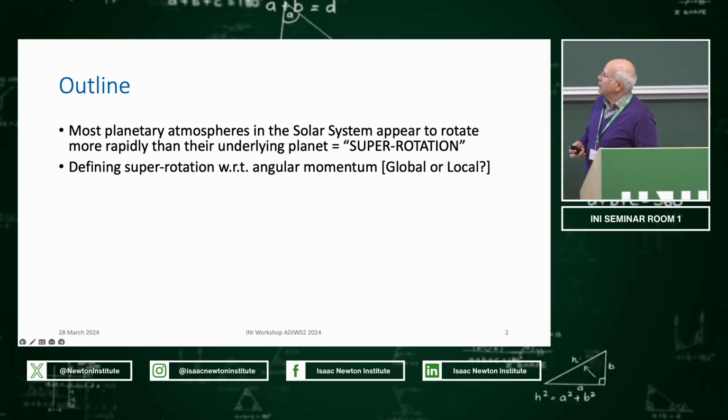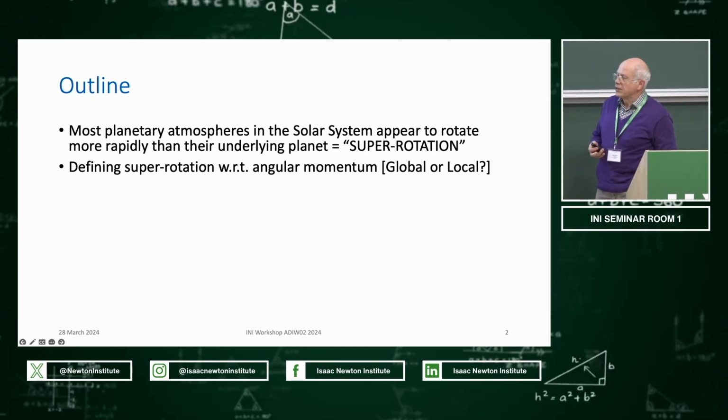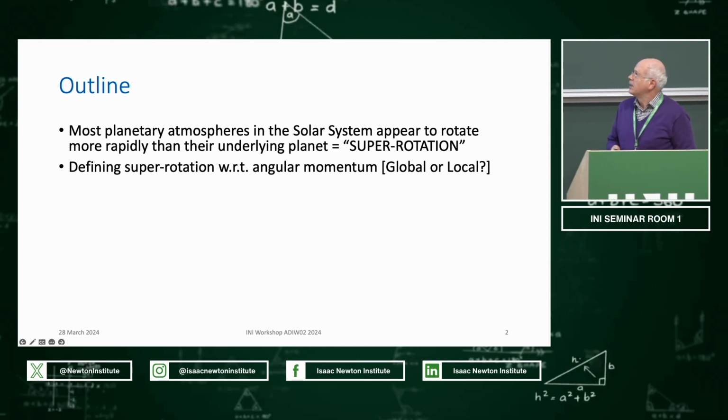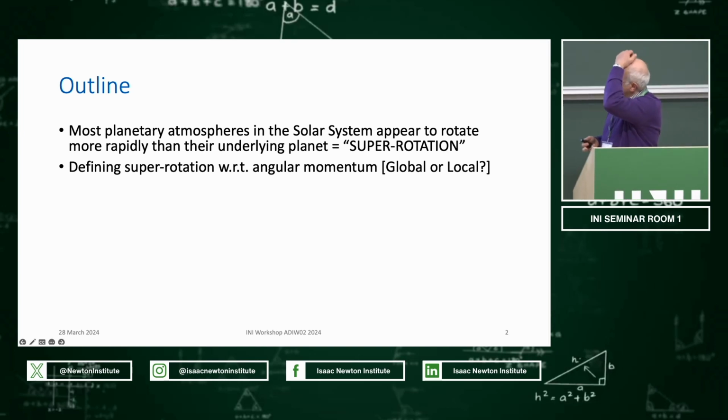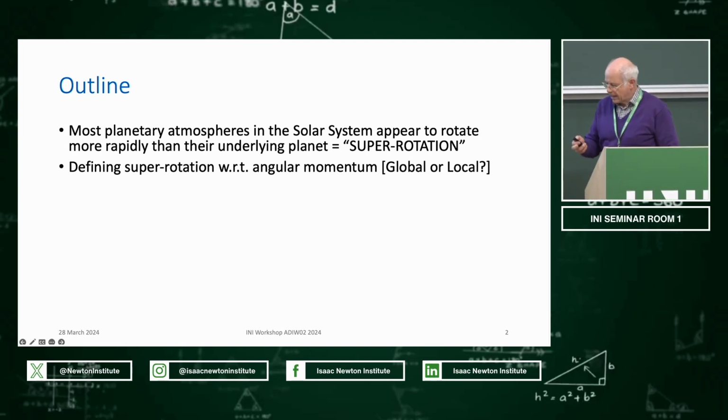It turns out that it's probably most insightful to measure the degree of superrotation with respect to the angular momentum that's actually locked up in the atmosphere itself. And you can look at the angular momentum either in terms of its global angular momentum integrated over the whole planet, or looking at extreme values, so the maxima of local angular momentum within the atmosphere.